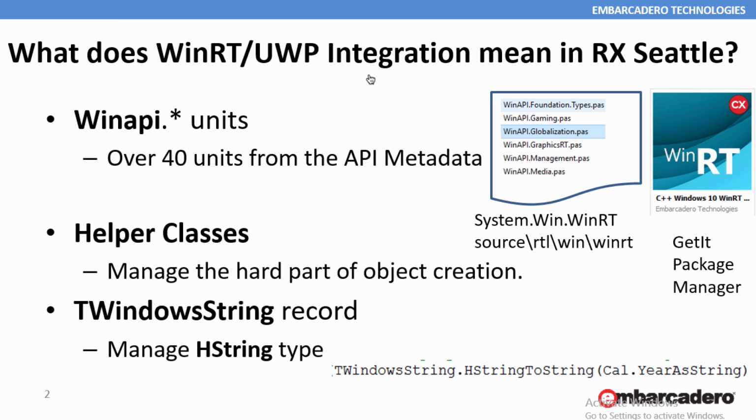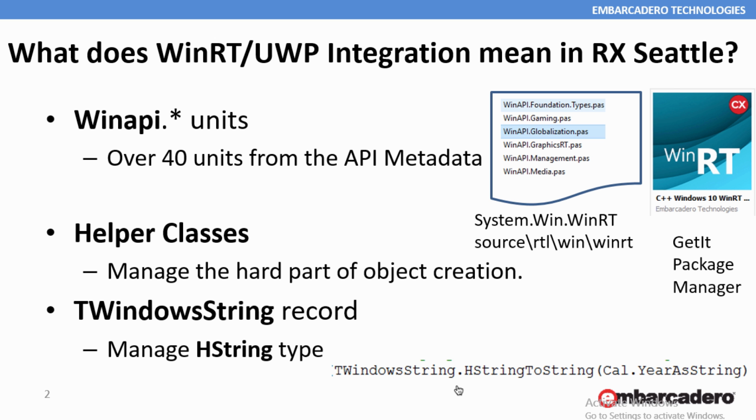So what does the WinRT Universal Windows Platform Integration mean in RAD Studio 10 Seattle? Well, using the WinRT API definitions metadata, we created a new set of units called Win API units. There's about 40 of these units from the metadata. And we created some helper classes to let you easily manage the hard part of creation of the objects, for example, needing to avoid getting the class factories. And we created a new TWindowsString record to manage the HString type. So this is a record helper to help manage the new HString type that was introduced by Microsoft.